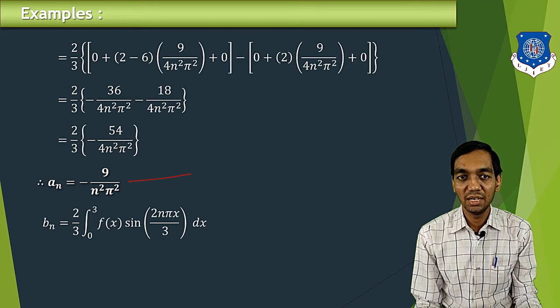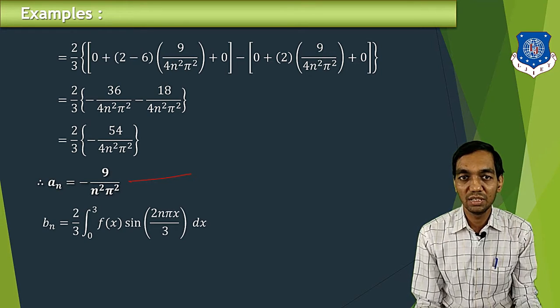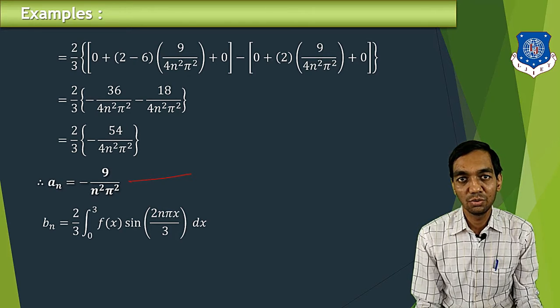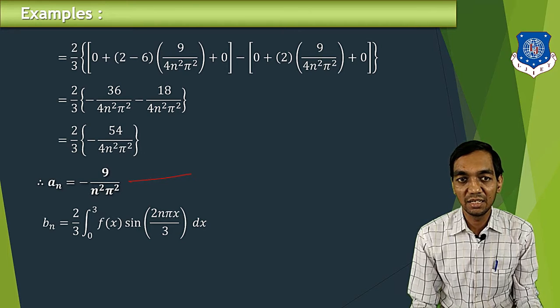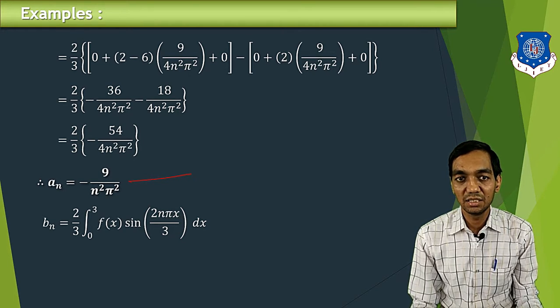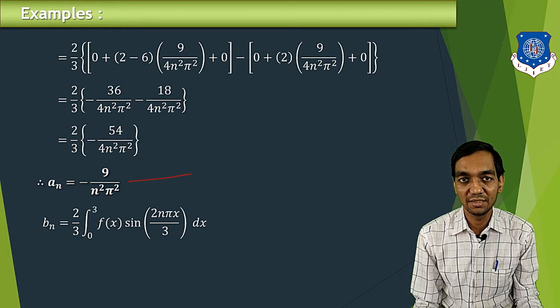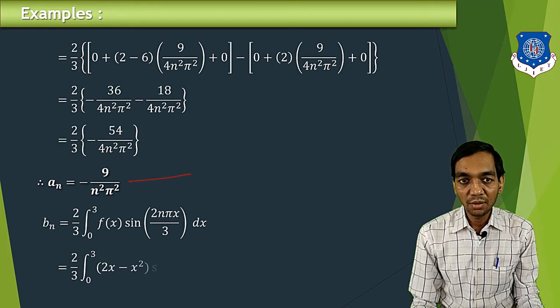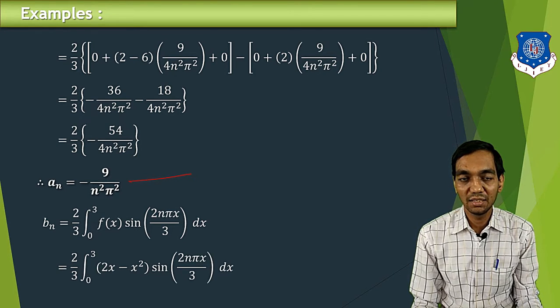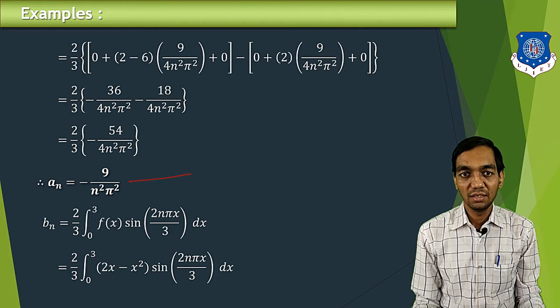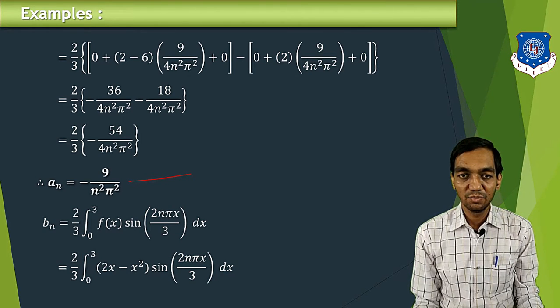So bn is 1 upon l integral from 0 to c plus 2l of f(x) into sin n pi x upon l. But l has a value 3 by 2, so 1 upon l has a value 2 by 3. And the interval is from 0 to 3. So bn is going to be 2 by 3 integration from 0 to 3 f(x) into sine 2n pi x upon 3 dx. Now put the value of the function, that will give you 2 by 3 integration from 0 to 3 2x minus x square into sine 2n pi x by 3.